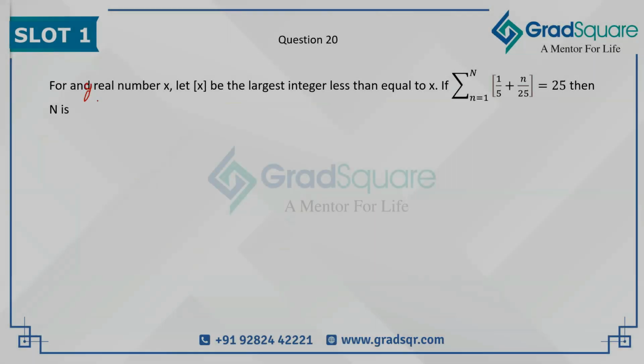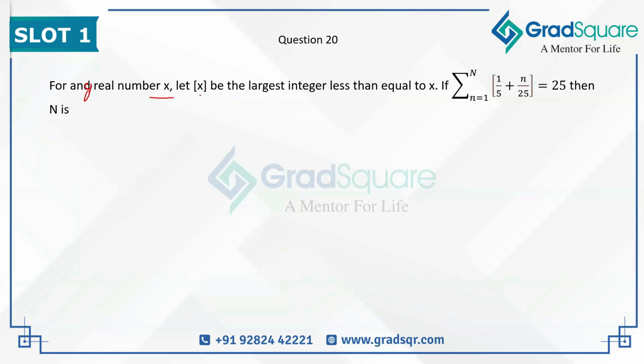For any real number x, the greatest integer of x is the largest integer less than or equal to x. That's the definition of the greatest integer function given to you. Now, n takes values from 1 up to n, and the sum of the greatest integer of 1 by 5 plus n by 25 should turn out to be equal to 25.